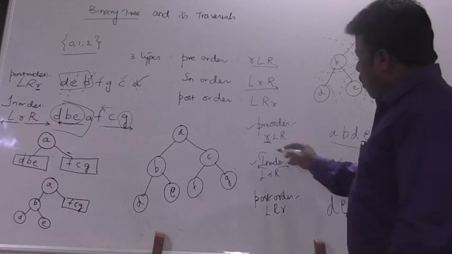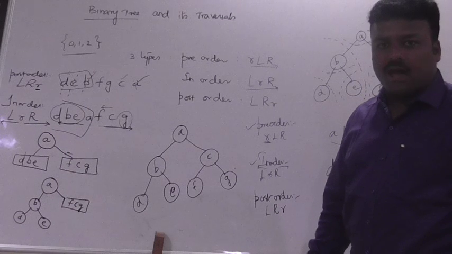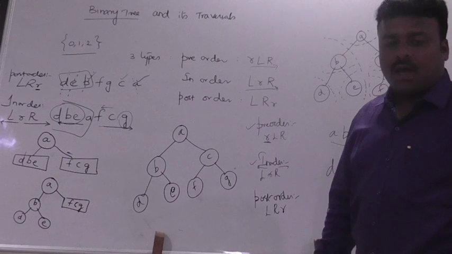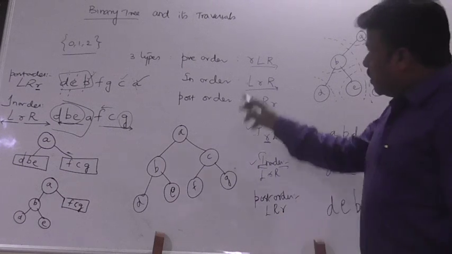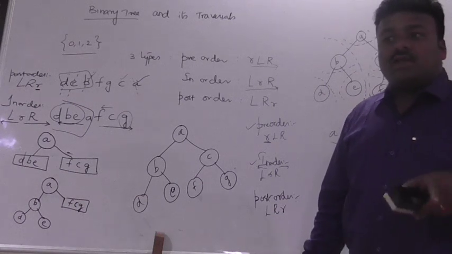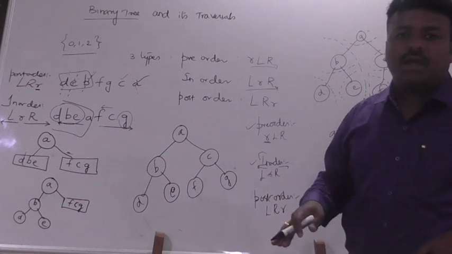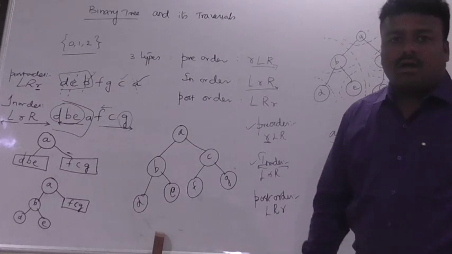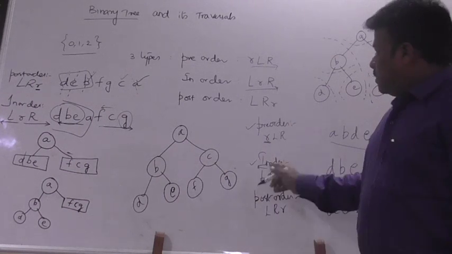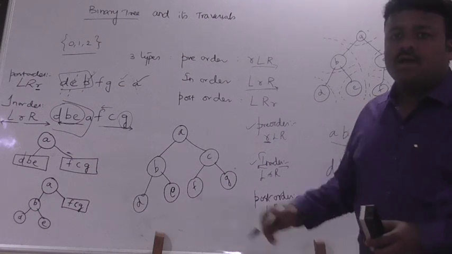Then what about only in-order? Can we reconstruct a binary tree back using only in-order? It is somehow difficult. Okay? If at all you want to construct the binary tree using only in-order, you need to study the properties of the binary tree. Means if it is a full binary tree, then we can construct the binary tree back using only in-order. But there may be a chance of non-unique binary trees by using in-order.